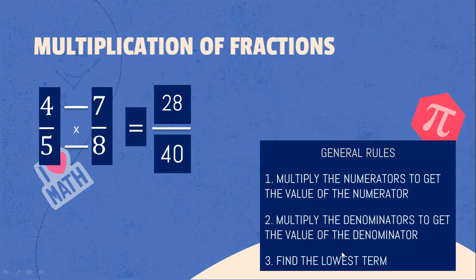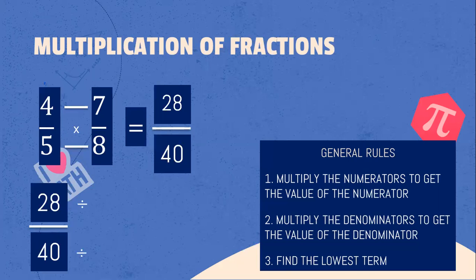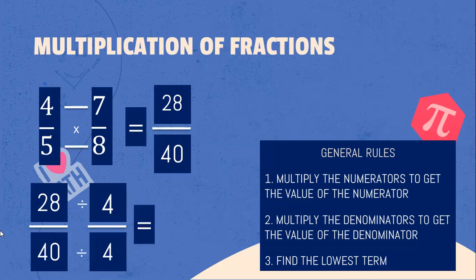Then let's find the lowest term of 28 over 40. Do we have a lowest term for 28 over 40? Yes, very good. Because both 28 and 40 are divisible by 4. 28 divided by 4 is 7. 40 divided by 4 is 10. That's why our final answer is 7 over 10. 4 over 5 multiplied by 7 over 8 is 7 over 10.